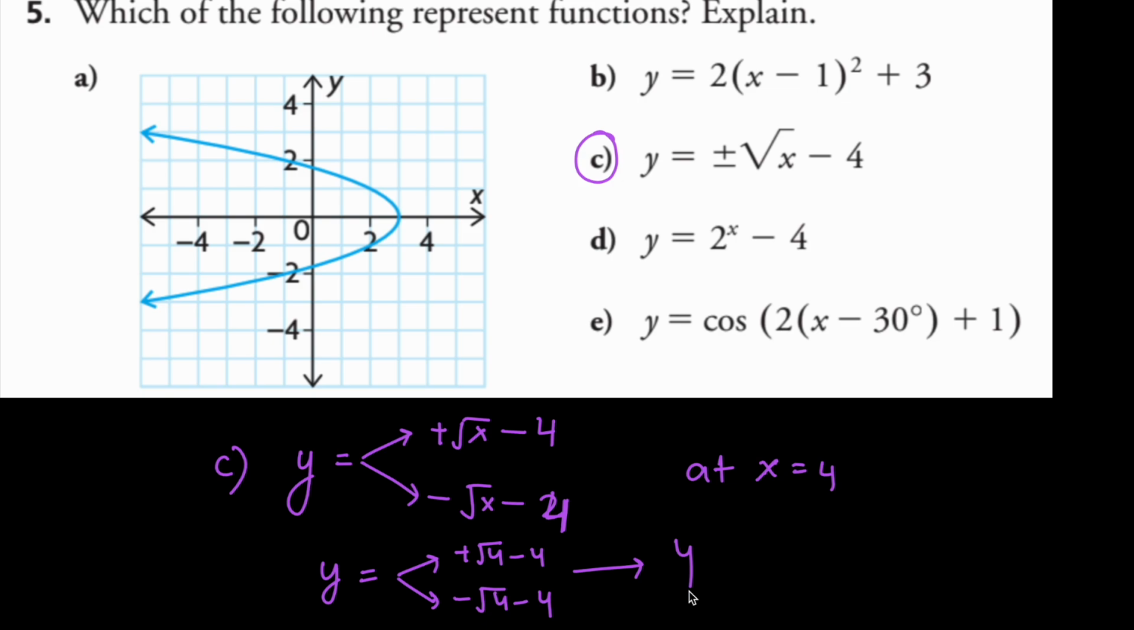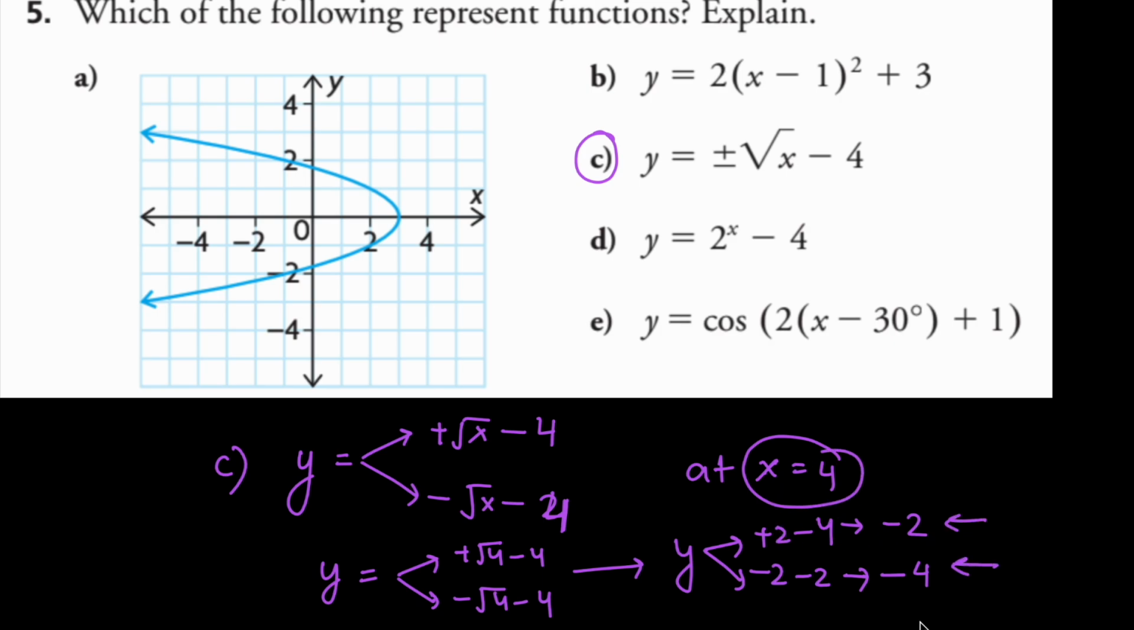That means y will have either, like, square root 4 is 2, so plus 2 minus 4, or it will have the value of negative 2 minus 4. So plus 2 minus 4 is negative 2, and negative 2 minus 4 is negative 6. That means for one value of x, I have more than one value of y. That means this is not a function.